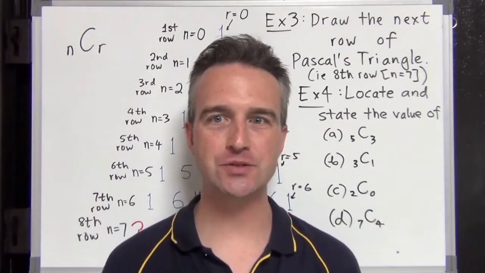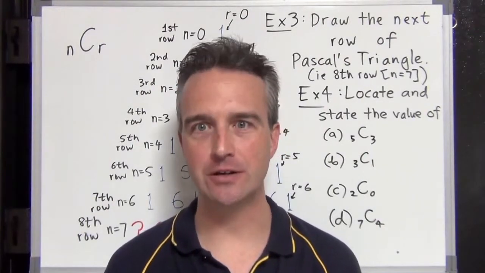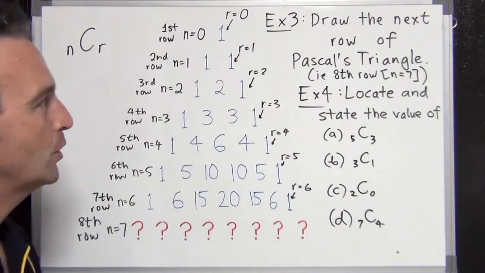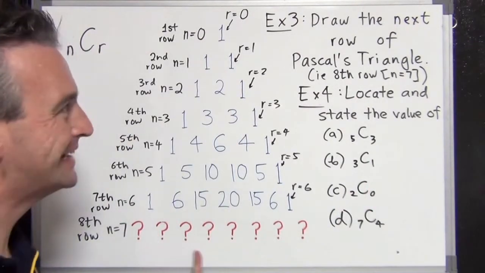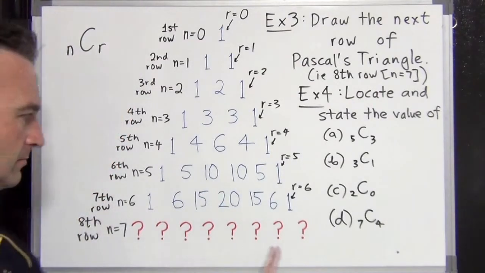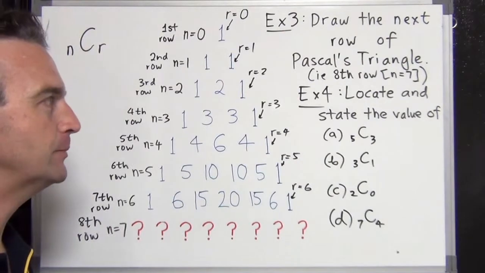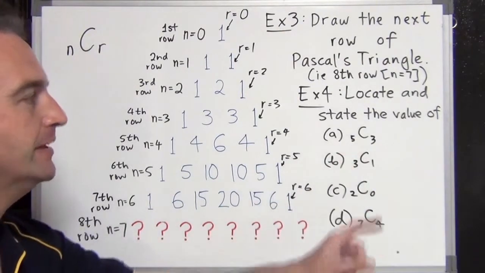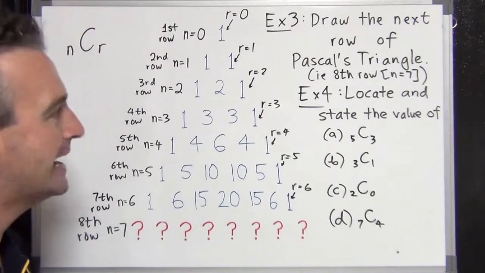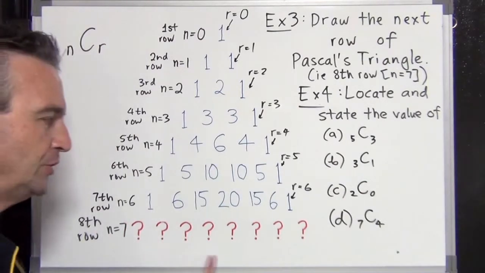So you think you know Pascal's triangle now? Good. It's now your turn. Please try examples 3 and 4. Example 3, what's the next row of Pascal's triangle? Fill in the blanks here. It's going to be the 8th row where n equals 7. What are the numbers? And for example 4, locate these, 5C3, 3C1, 2C0, 7C4 on Pascal's triangle and state their value. Make sure you fill out the 8th row first, because you're going to need it.